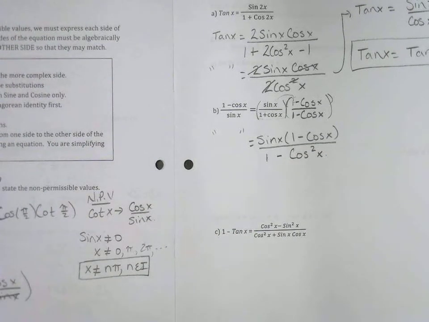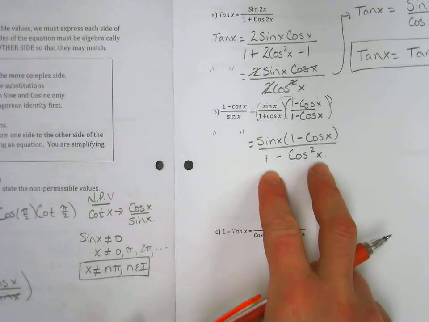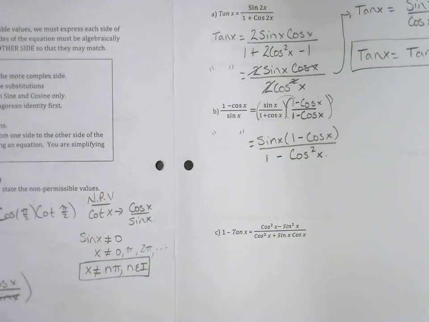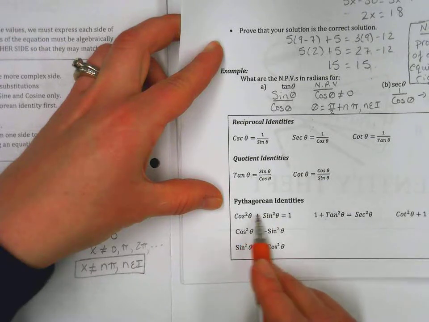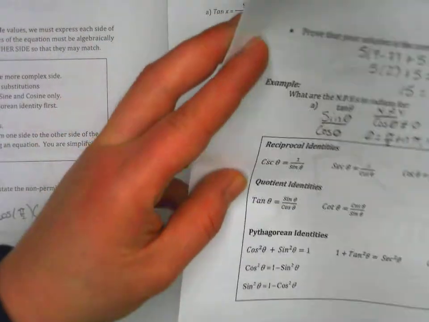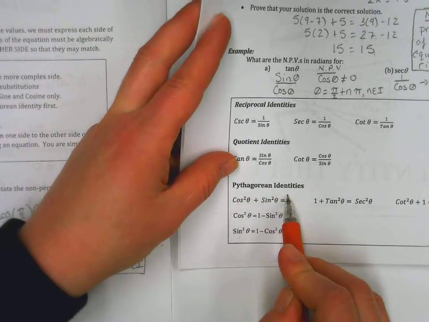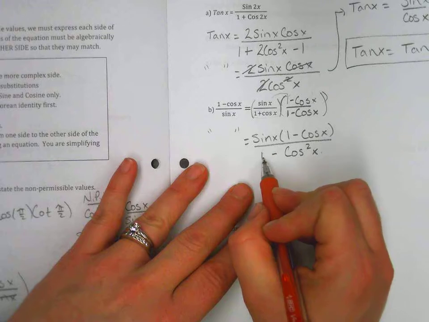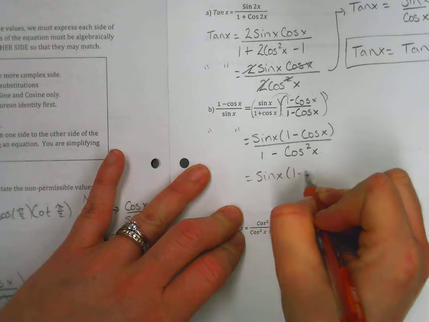All right, so that would be my denominator. Now I'm going to start to recognize that 1 minus cos squared x is my Pythagorean identity. If I were to solve for either of these two values, if I moved cos squared x to the other side, that's going to be equivalent to sine squared x. These two expressions are not on your formula sheet. Recognize how you can manipulate this Pythagorean identity. So I can replace 1 minus cos squared x with sine squared x.